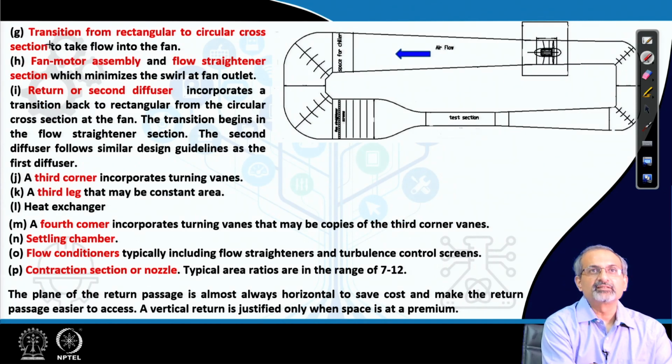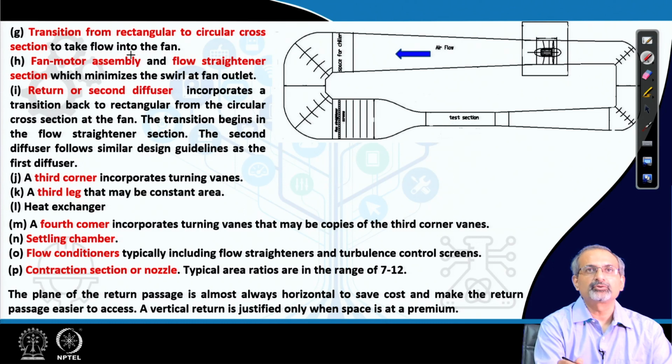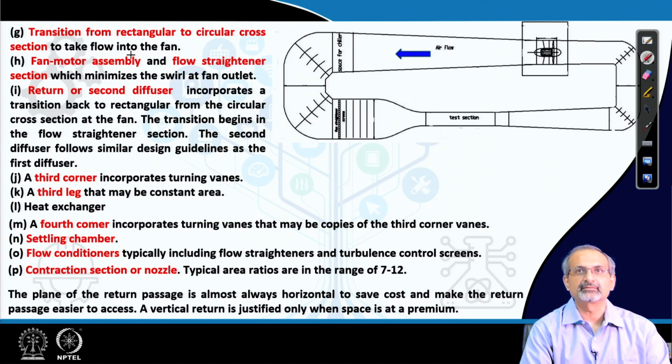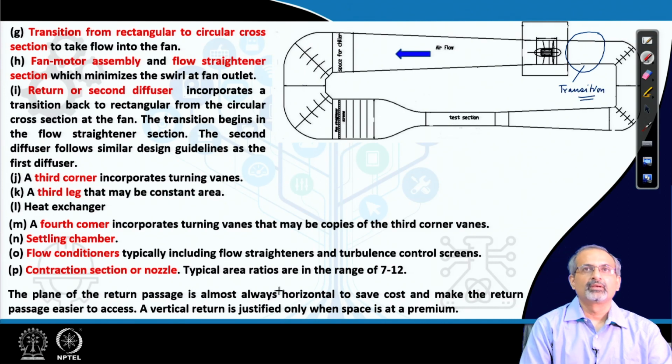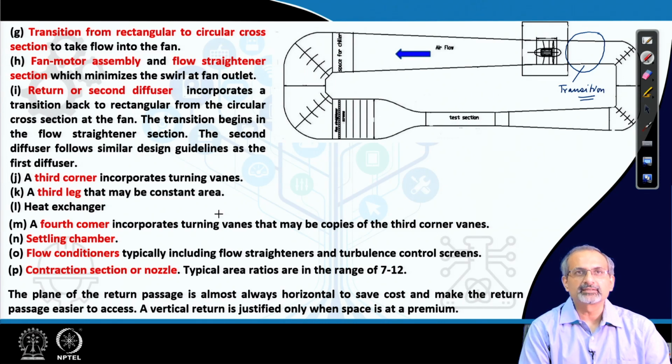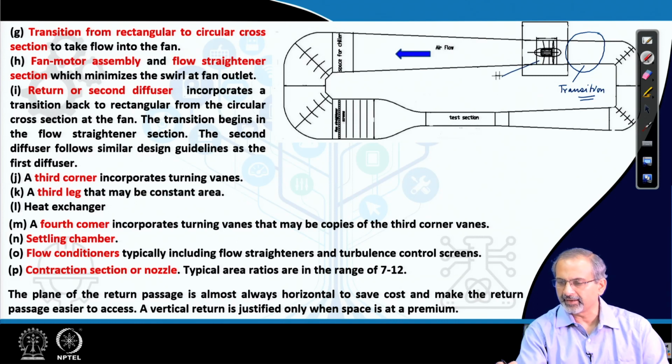We were talking about transition from rectangular or square to circular cross section to take the flow into the fan section. So, that comes somewhere here. That is the transition region. And then comes the fan motor assembly and flow straightener section. The flow straightener section comes just after the fan.